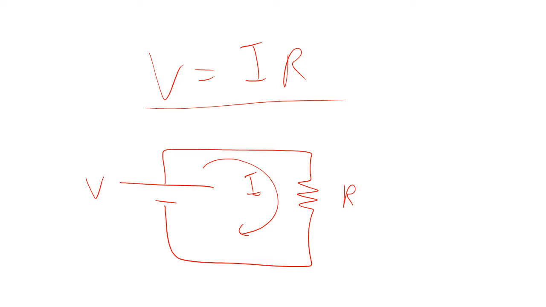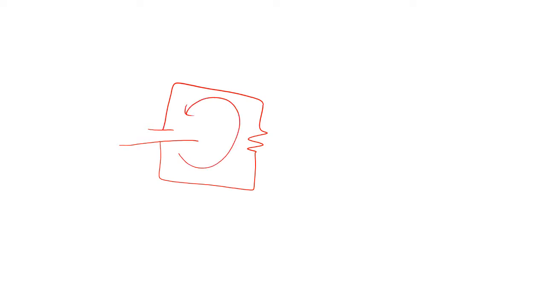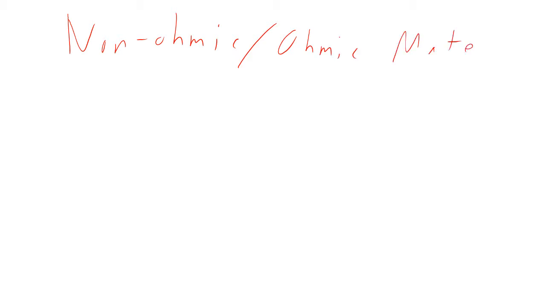Negative voltage would be current in the other direction, so it'd be negative current. So it's pretty much straightforward, as you would expect. However, there are some non-ohmic materials. Any material that follows Ohm's law is considered an ohmic material.